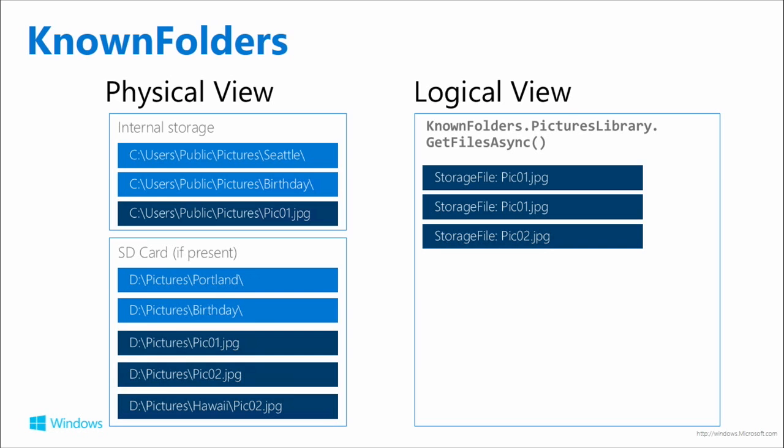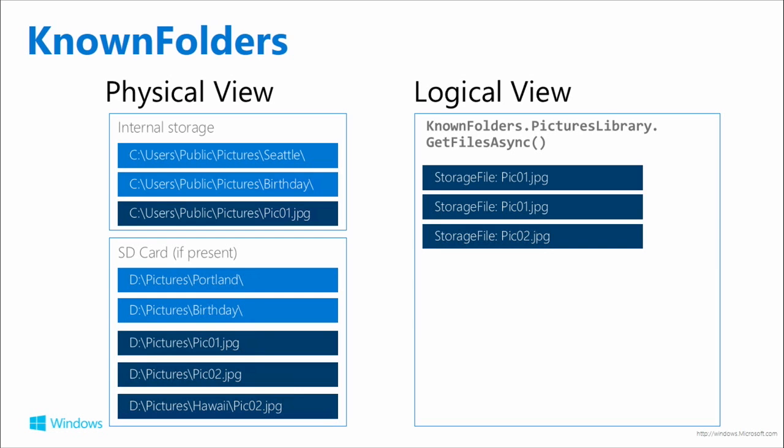So physically, these files could be strewn in different places. The pictures library, for example, could be set to be in C:\Users\Public\Pictures or on an SD card as well. And when you use KnownFolders.PicturesLibrary.GetFilesAsync, you just get that amalgamated list of files. So it hides all the physical paths away from your code.